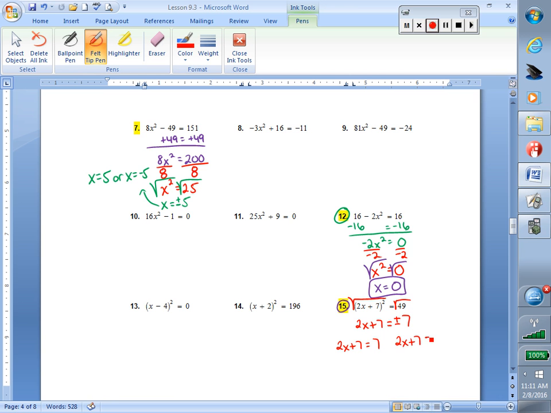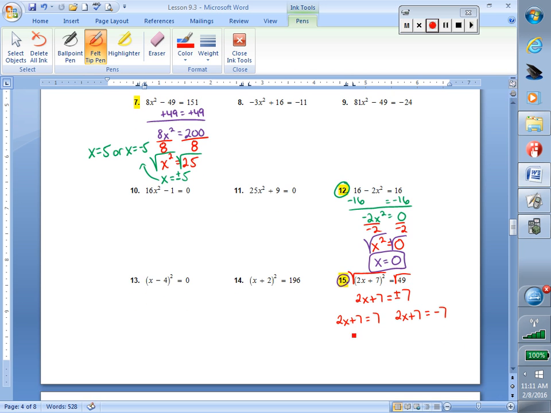2x plus 7 could equal negative 7. Just split it apart into its positive and its negative. We should have two solutions, so now we've just split it apart so we can find each one. From here, you just solve equations like you know how.